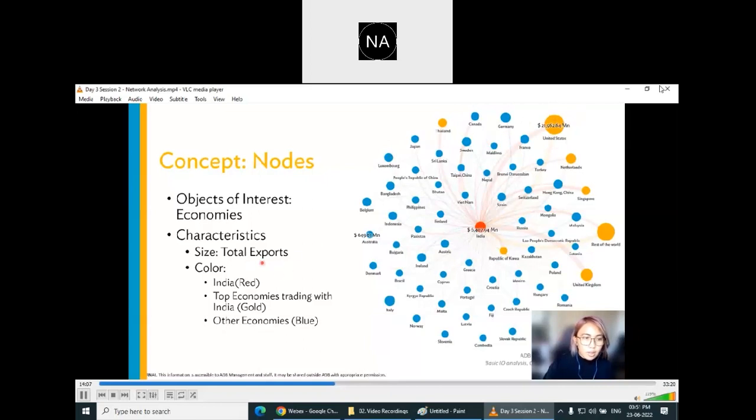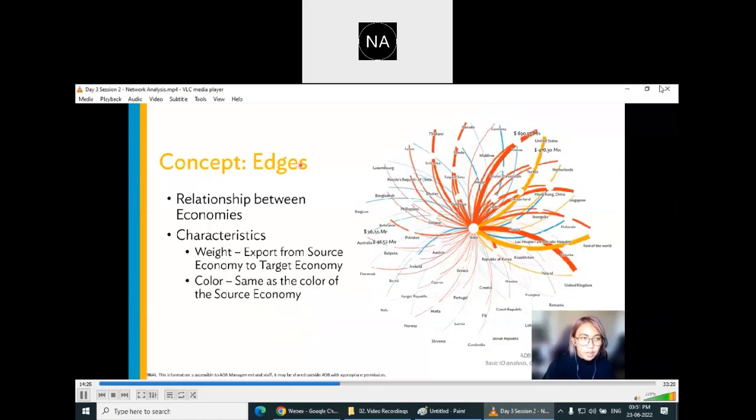And we've talked about two characteristics of the nodes, the color and the size. So in our network, we represented the size based on their total exports and the color based on the economies that are on the value of their trade with India. So the top economies are in gold, all the other economies are in blue, and India is colored red.